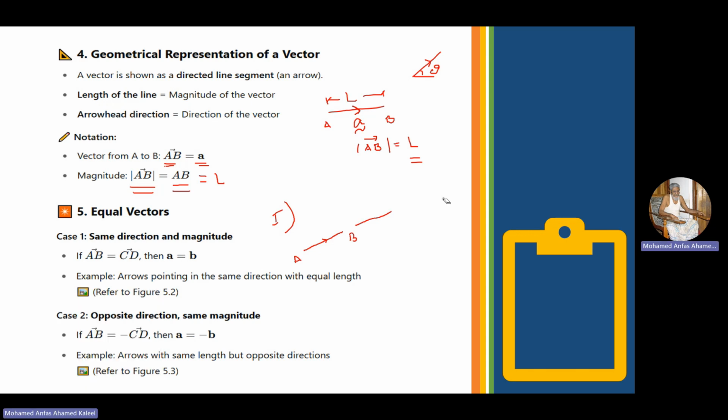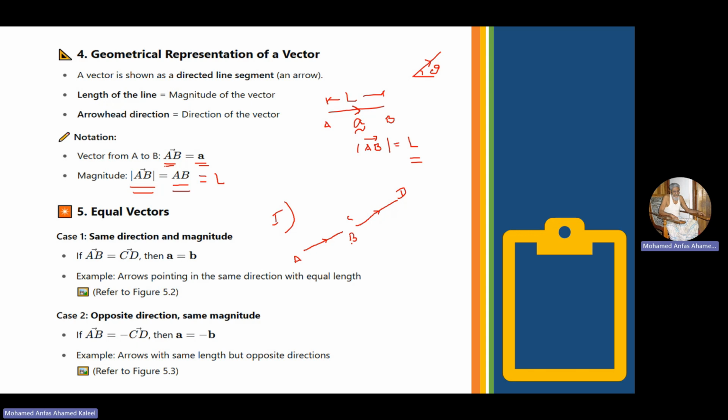Line AB and line CD are in the same line. Same line means what? Same direction. AB and CD are on the same axis of line, which means both have the same direction.